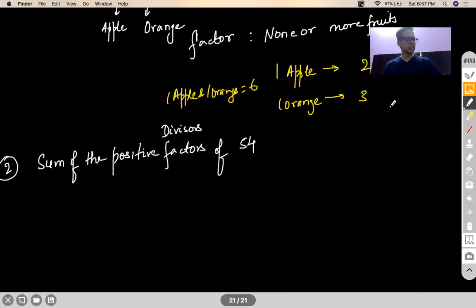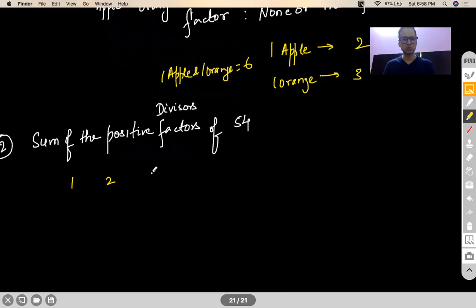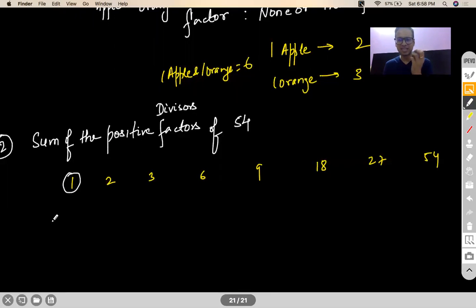Now let me help you with this because time is less and we have to cover a lot of things. When you pick up a factor, let's say these are the factors. I will write it down again: 1, 2, 3, 6, 9, 18, 27, 54. These are your factors. You see that every factor is a combination of 2 and 3, the prime factorization of that number. For example, this is 2 to the power 0, 3 to the power 0. That means if you don't pick any apple and you don't pick any orange, you will be left with 1.